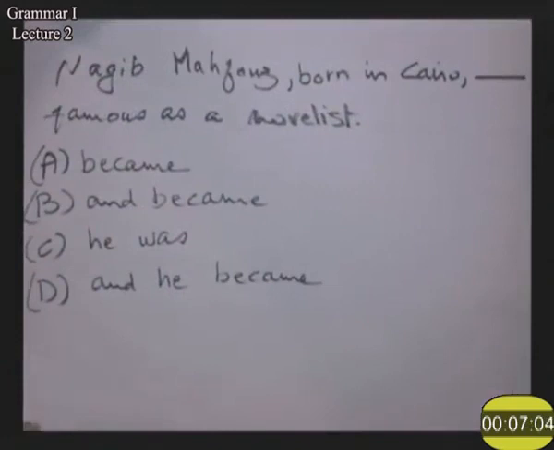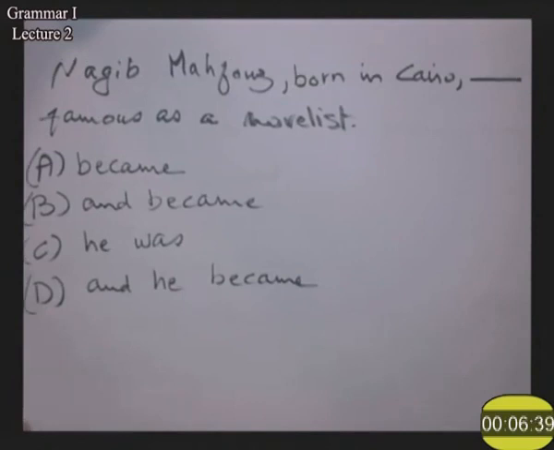انتوا عارفين ان بعد كل سكيل كان بيبقى فيه سؤال وفيه أربع اختيارات وبنشوف ايه الاختيار الوحيد، اختيار وحيد بس هو اللي صح. ده معناه ايه؟ ان احنا لما بنقرا الجملة بنشوف الجملة دي محتاجه ايه to complete it correctly. طيب نشوف الجملة الأولانية: نجيب محفوظ born in Cairo famous as a novelist.